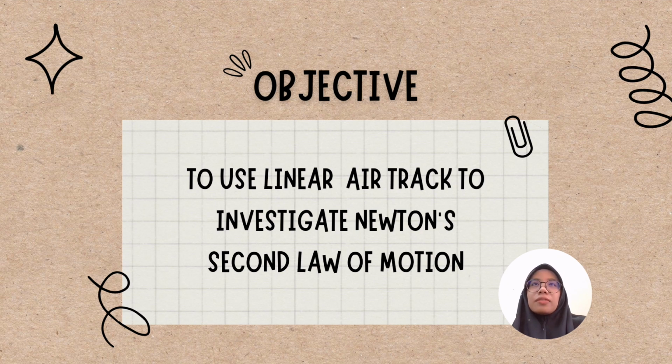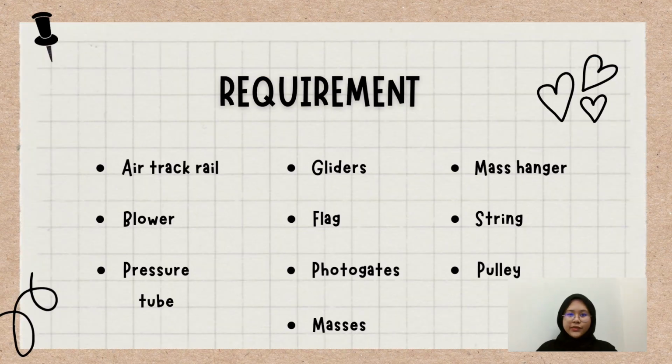The objective of this experiment is to use a linear air track to investigate Newton's second law of motion. For experiment 2, which is a linear motion experiment, the apparatus that we require is a linear air track, blower, pressure tube, gliders, flag, photo gates, masses, mass hanger, a string, and pulley.